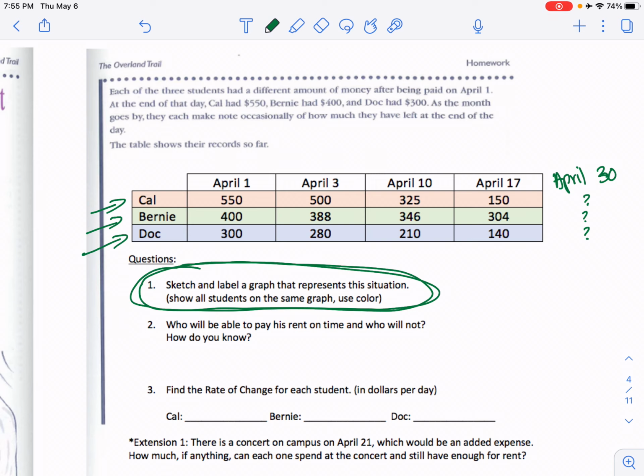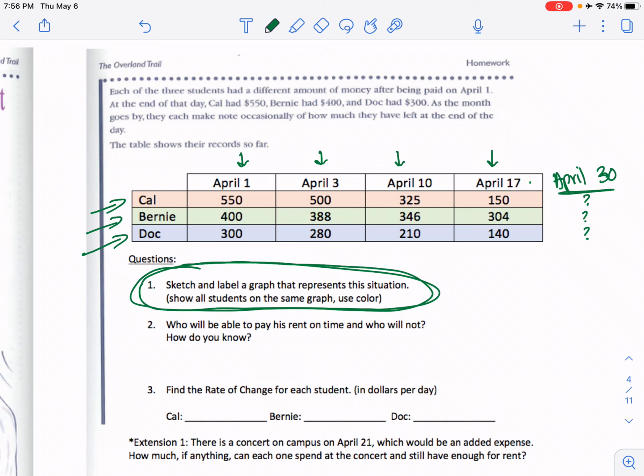I'm only giving you, like it says in the story, they write down how much money they have on 4 different days of the month. On the 1st, on the 3rd, on the 10th, and on the 17th. But you want to be able to extend that to the 30th. So let me give you a little idea of what your graph is going to look like.